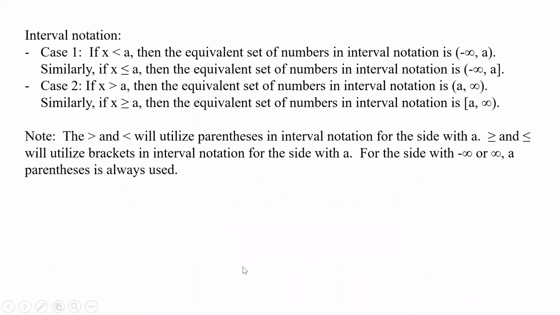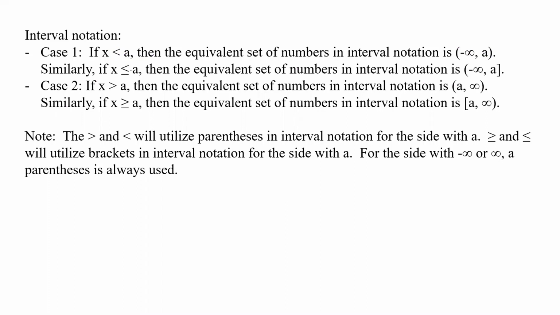Now, if we're doing interval notation, that's kind of what I just showed you there. Here we have the x less than 6. So that's equivalent to the set of numbers in interval notation from negative infinity up to whatever that a is, and then a parenthesis. And that's because we have just this strictly less than.